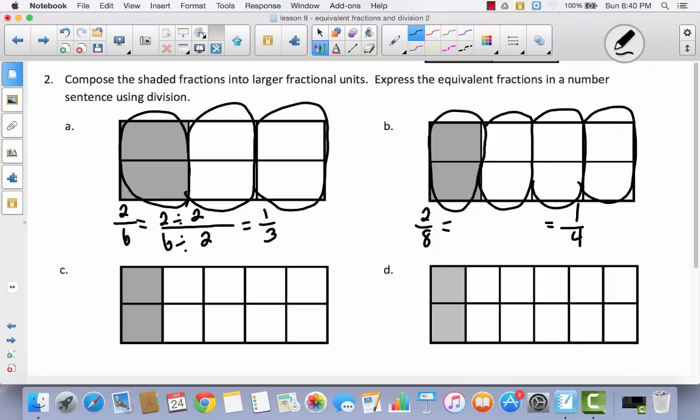So now I just have to express that using division. So I have 2 over 8, and I have to divide my numerator and my denominator by the same number. Well, to get from 2 to 1, I would have to divide by 2, because 2 divided by 2 equals 1. And if I divide the numerator by 2, I have to divide the denominator by 2. And 8 divided by 2 does equal 4. So 2/8 is equivalent to 1/4.